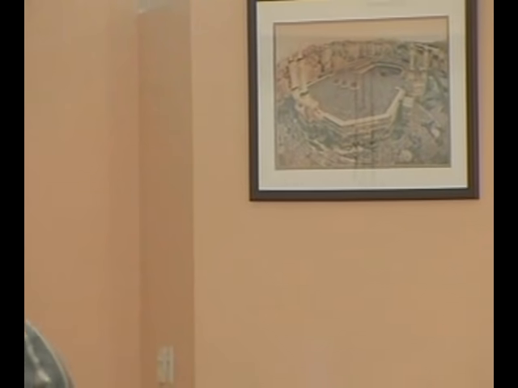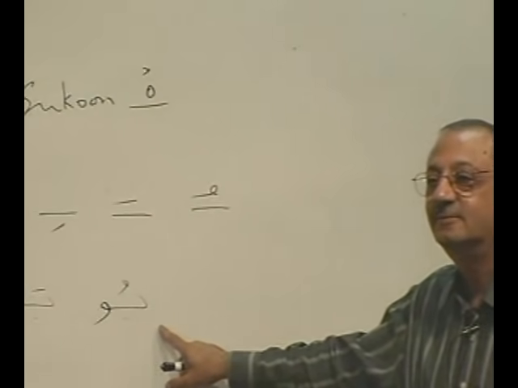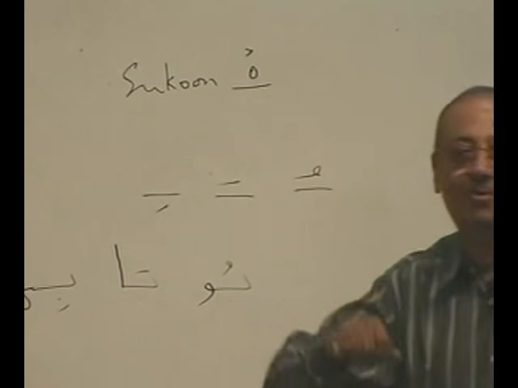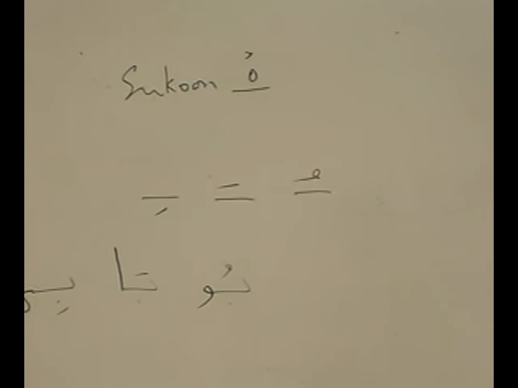Okay. Now, Sukun is not a vowel sign. What is Sukun then? Sukun tells me that there is no vowel sign on the Arabic letter. Are you with me, brother? Okay. Where is the vowel sign here? On ba. What is on vav? It's a Sukun. Why? There is no vowel sign.